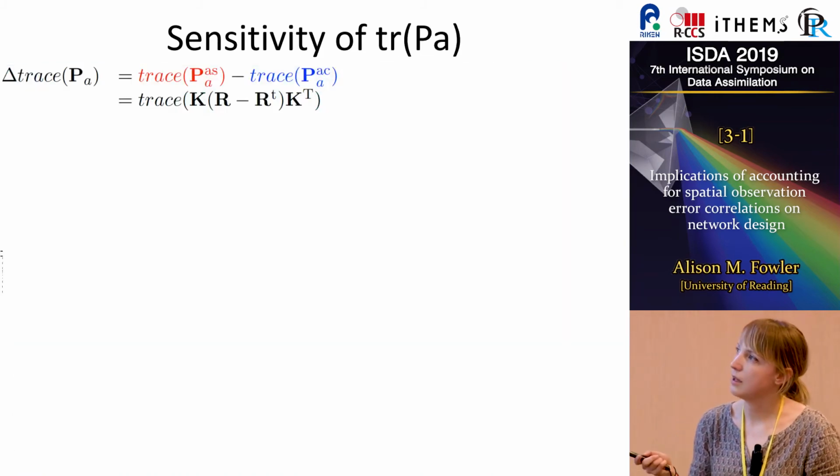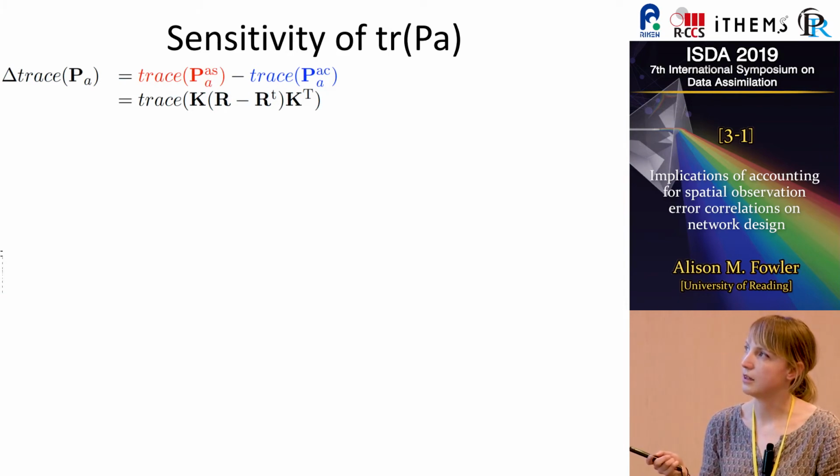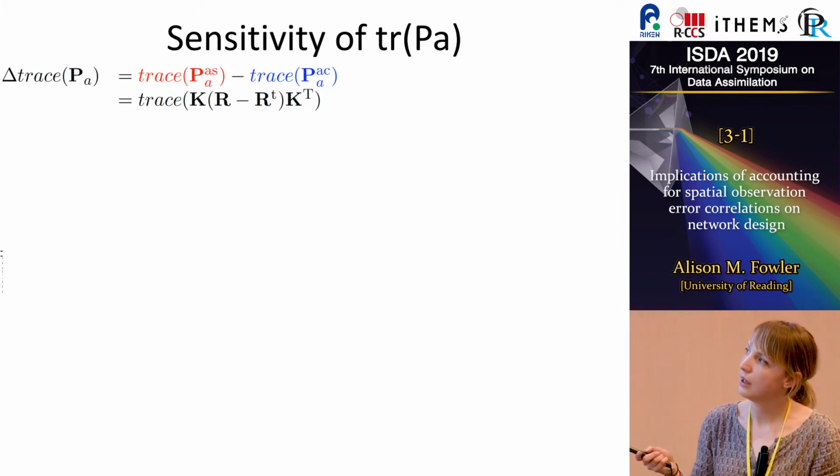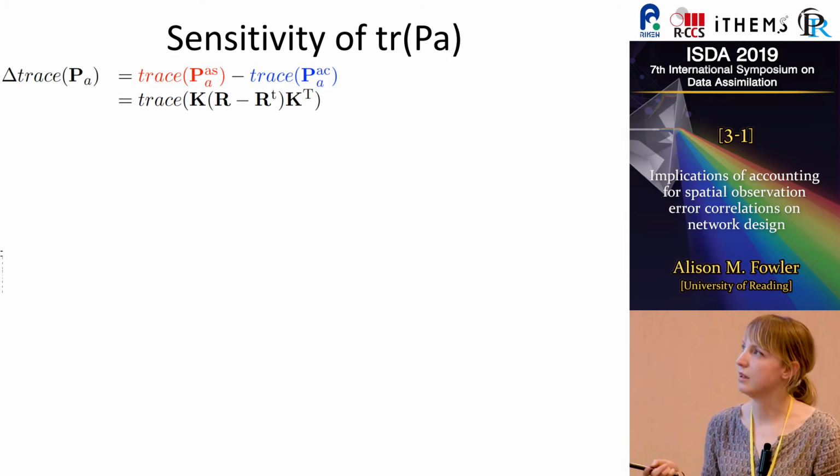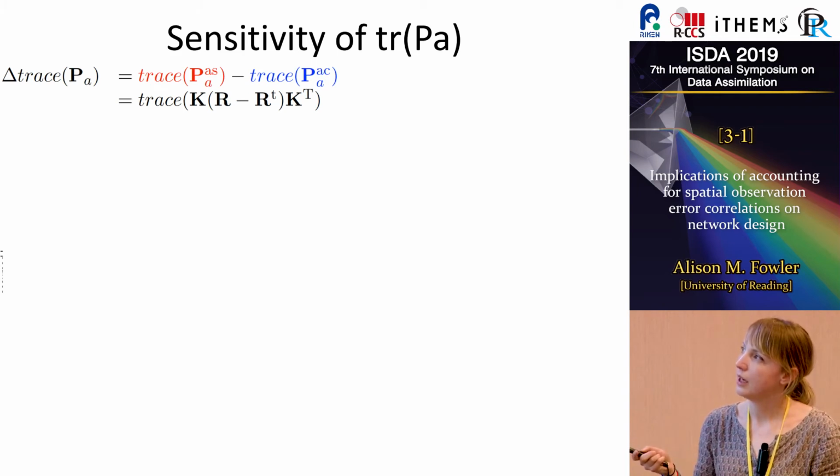So we can do exactly the same thing for the trace of our analysis error covariance matrix. Again, looking at the difference between the value that we'd get if all our assumptions were correct in the simulation, and the value that we'd get if taking into account this discrepancy. This time, you can show that it's equal to this. So we have, again, the K, the weighting that we're given to the observations, and then the difference between the assumed R matrix and the true R matrix.